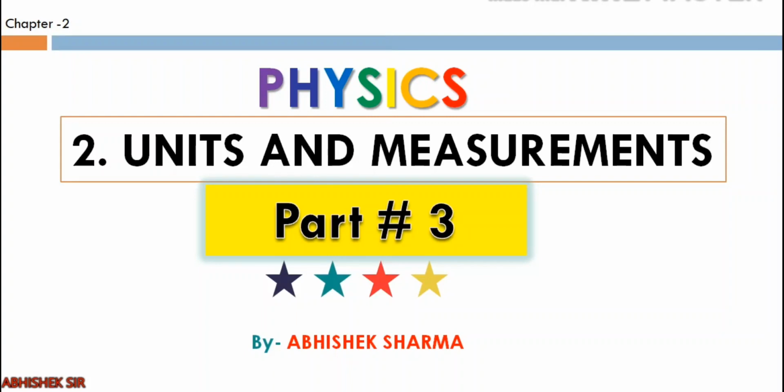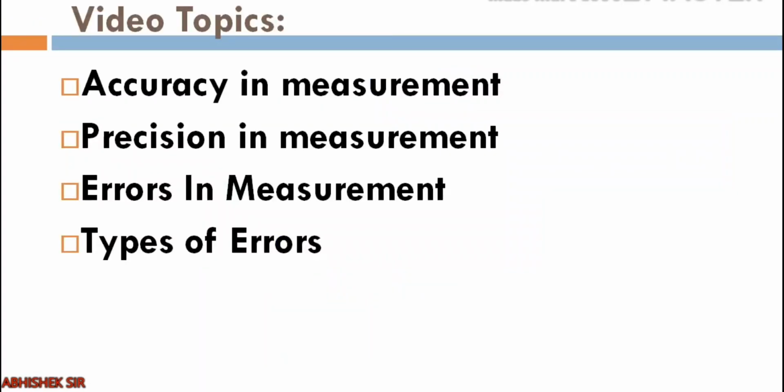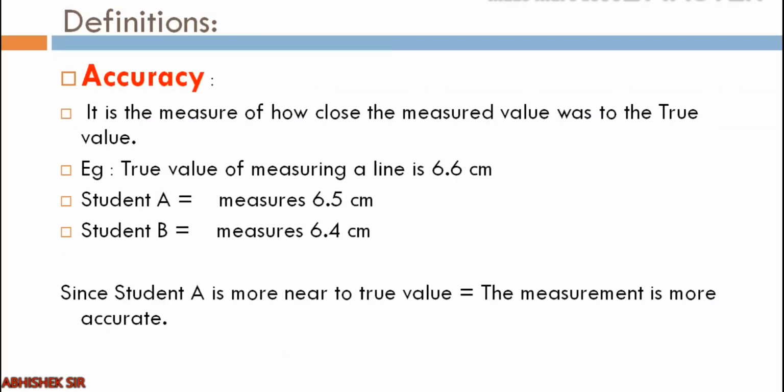We are studying chapter 2, units and measurement, and this is the part 3 video of our chapter. So let us start with the video topics. The first two topics will be accuracy and precision in measurements. We will understand this by some specific examples. Then we will move on to errors in measurements, and we will end this video with types of errors. So let us start with the first topic.